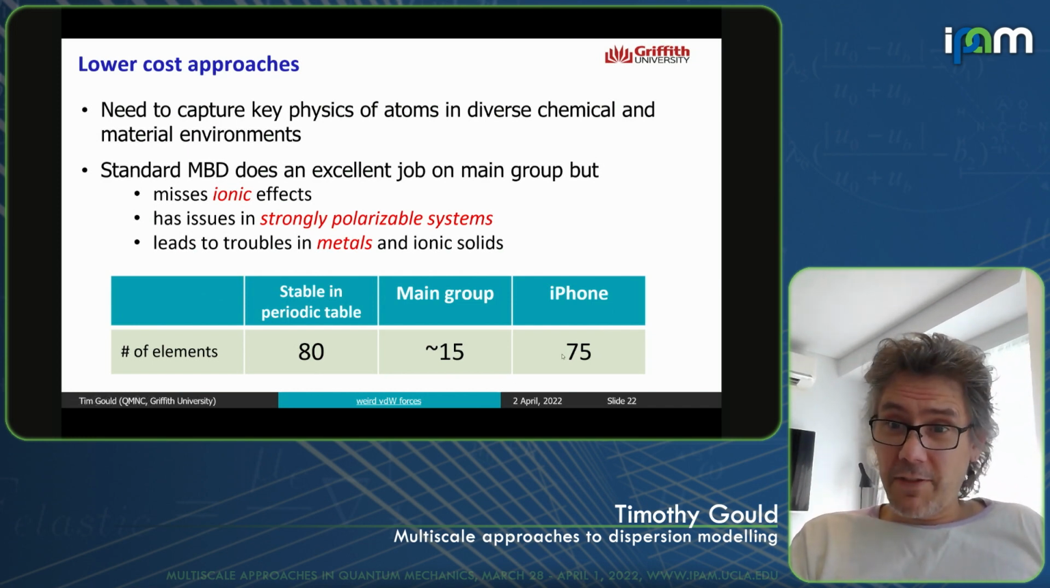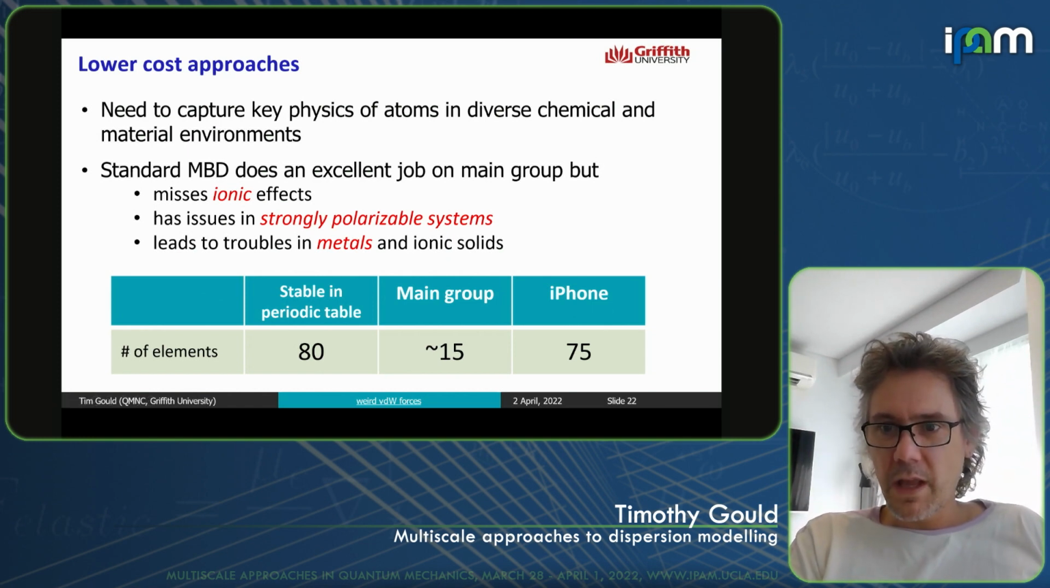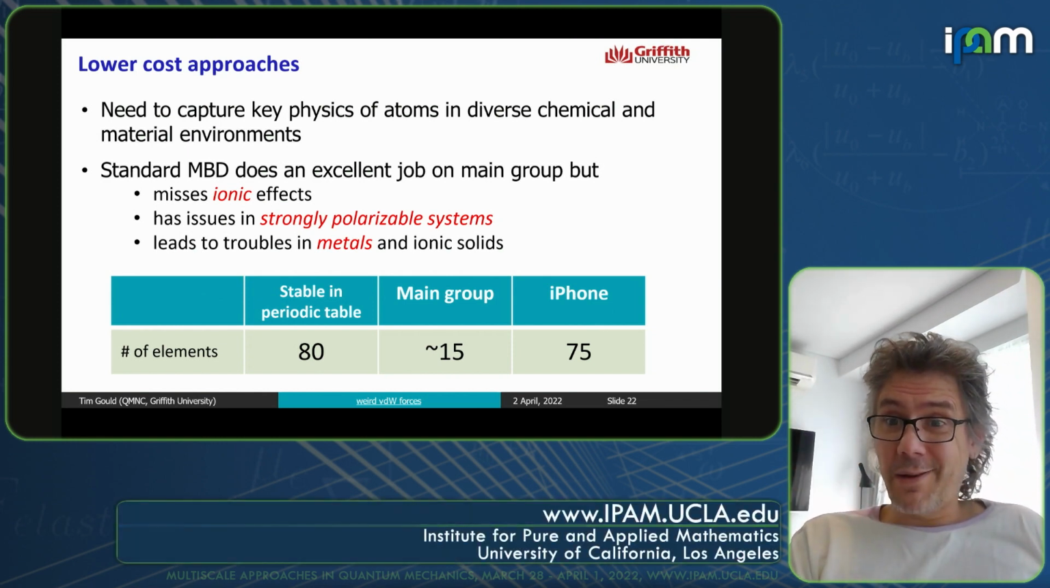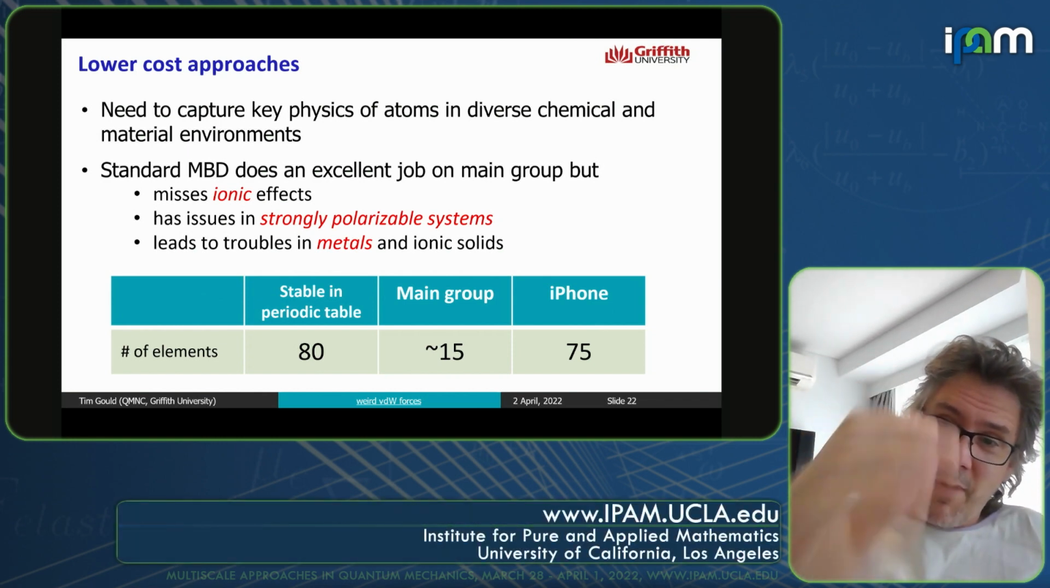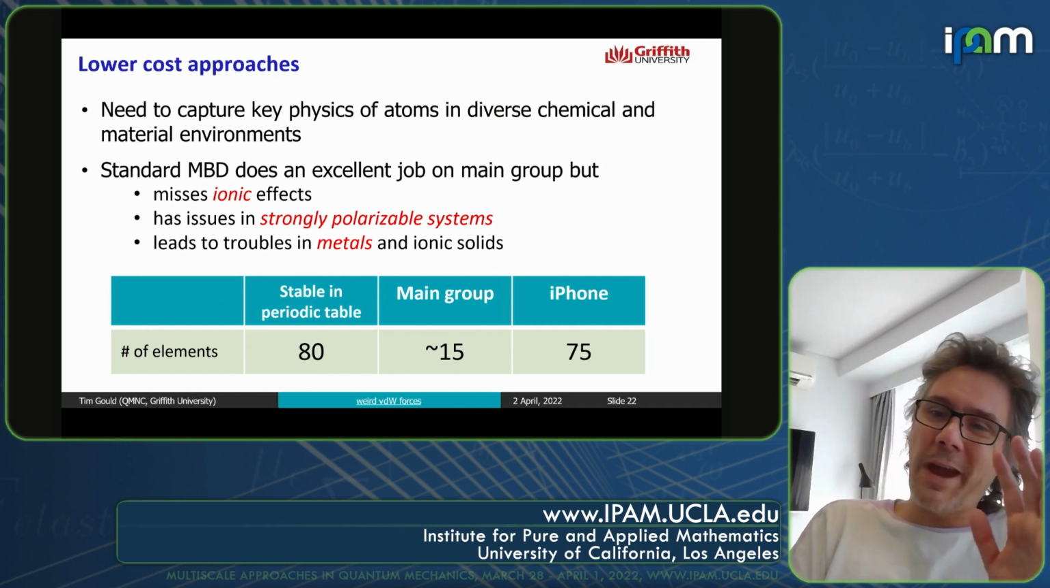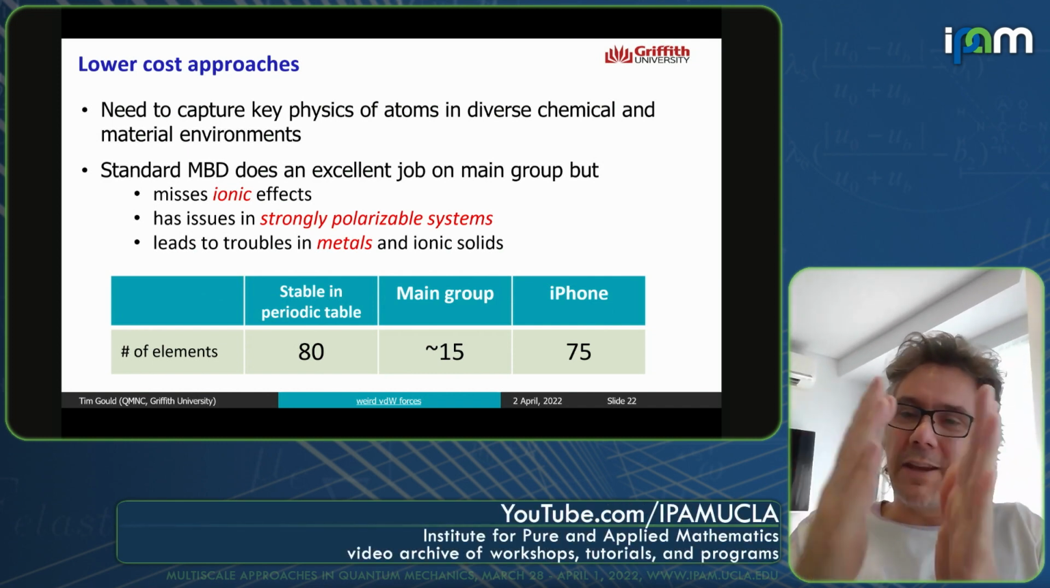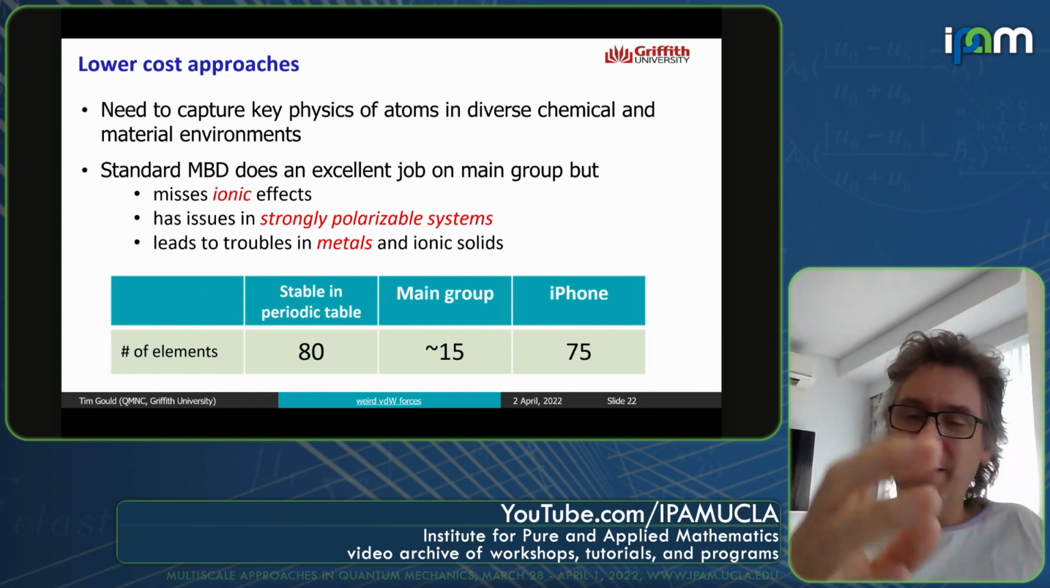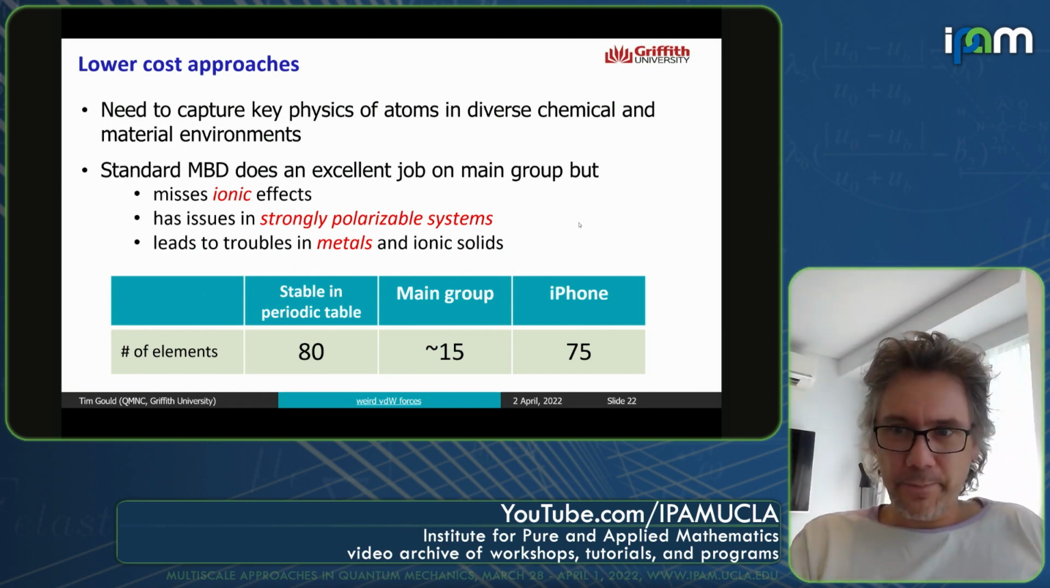In your iPhone you have 75 elements, and there are 80 elements stable in the periodic table. So the iPhone's using almost all of them. So where is this huge difference? This huge difference comes from the fact that an iPhone is chock full of designer materials. These are inorganic chemistry. These have multiple metal atoms interacting with multiple other things. Different parts of the system have different elements in them.